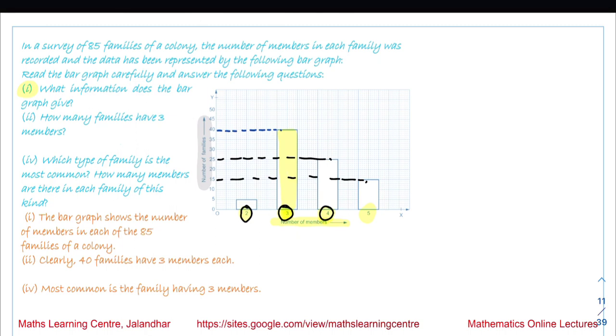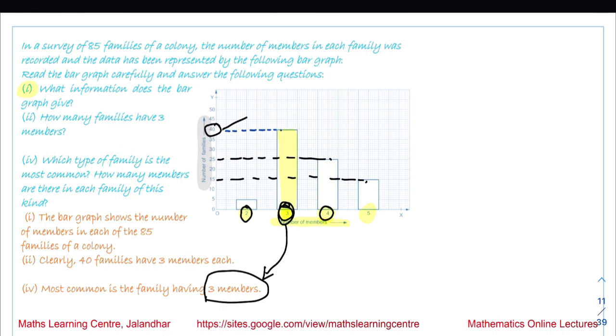Now the next question: which type of family is the most common? How many members are there in each family of this kind? Most common means we are saying there are 40 families which have 3 members. So the most common is the family having 3 members. And how many members are there in each family of this kind? It is 3.